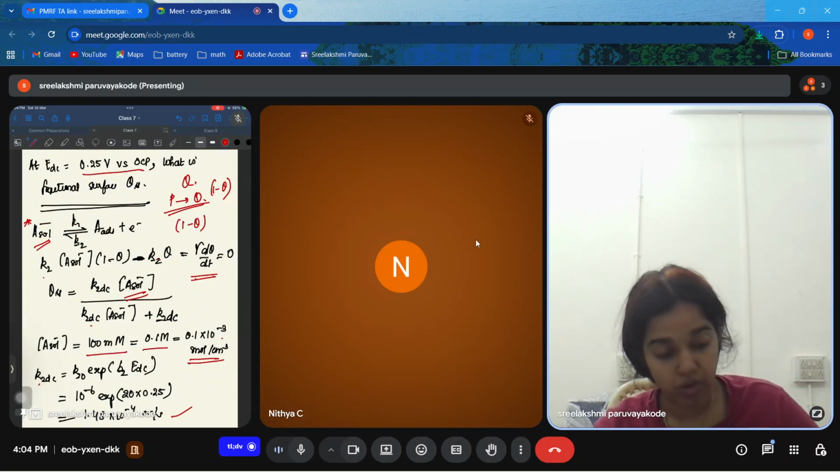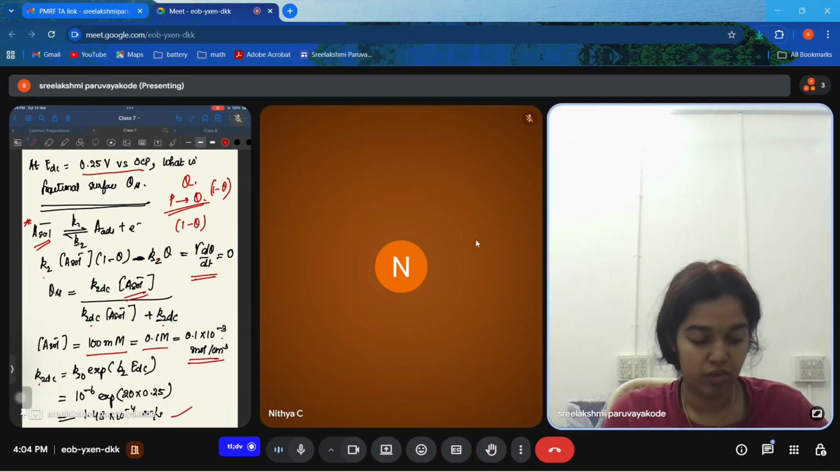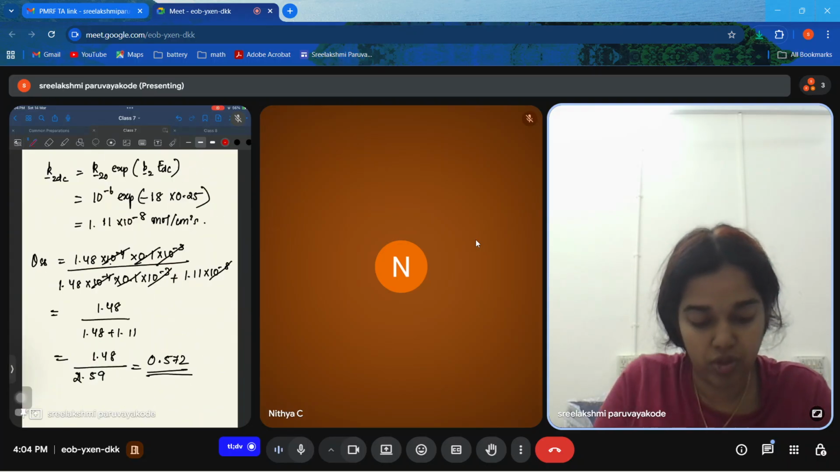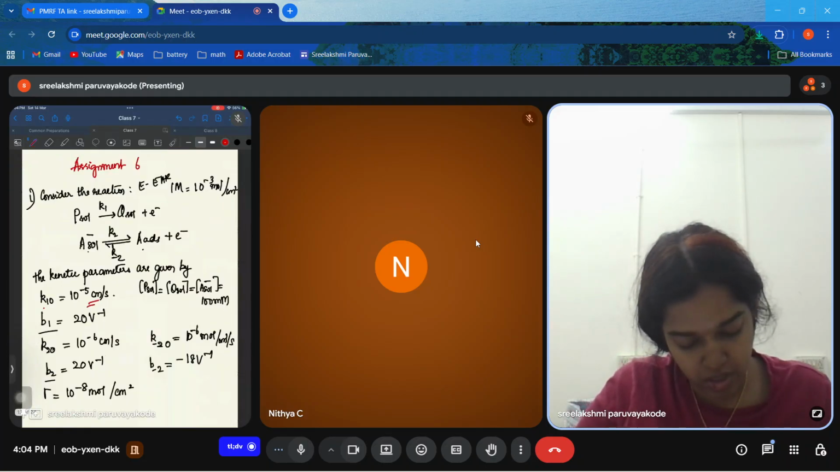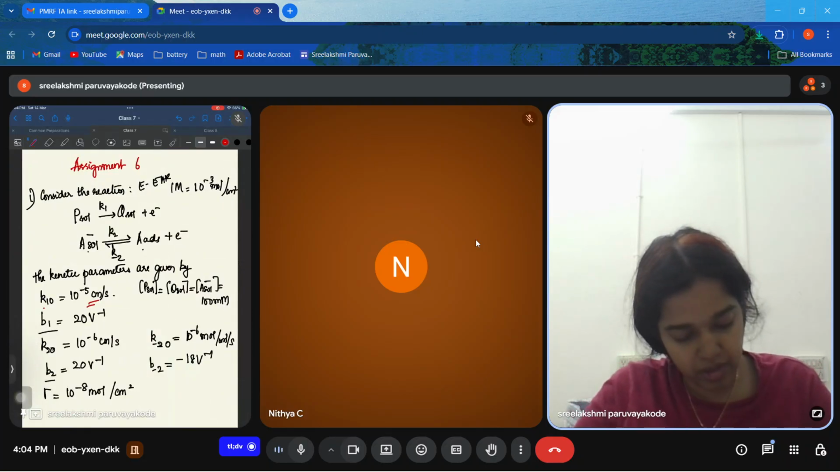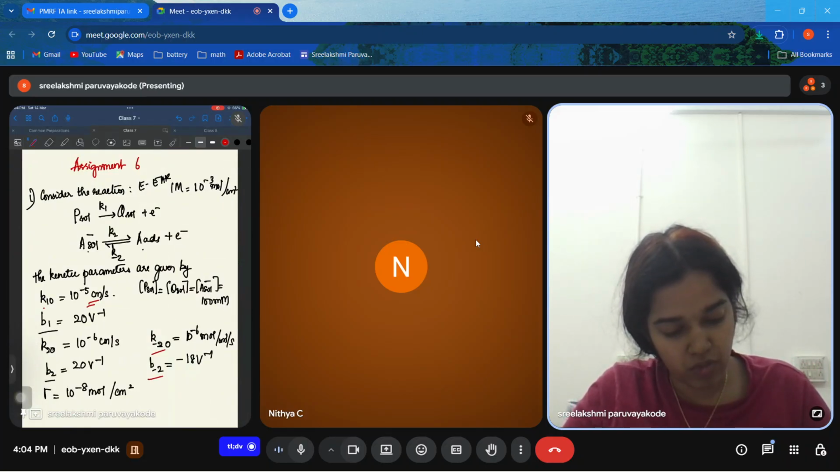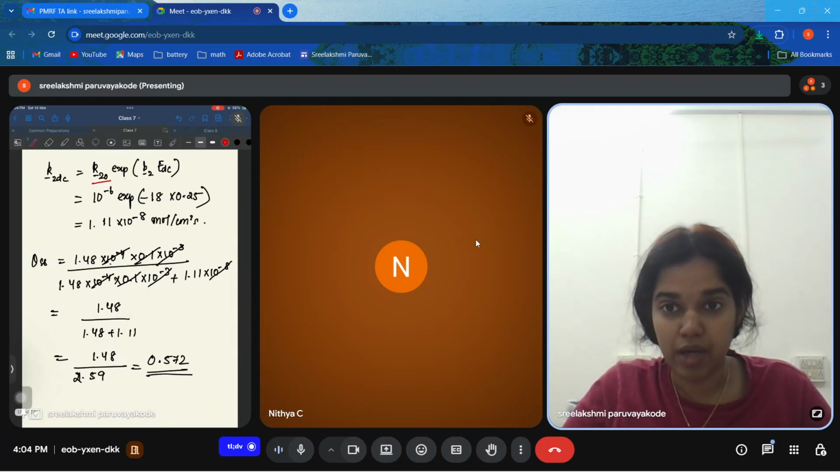coverage. You also have to find K minus 2 DC, which is K minus 20 exponential B minus 2 EDC. So K minus 20 value is already given in the question as 10 to the power minus 6. B minus 2 is minus 18 volt inverse. Do not forget to put the minus sign and make that mistake.